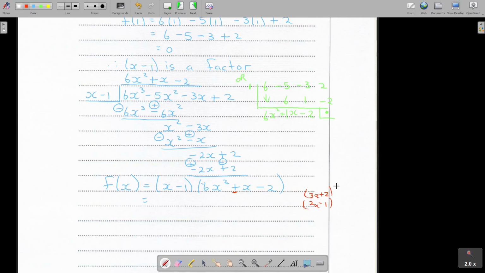So that part you can do in pencil. So basically, I'm just then going to say, okay, that's easy. So it's 3x, let's just write it better, 3x plus 2 and 2x minus 1.